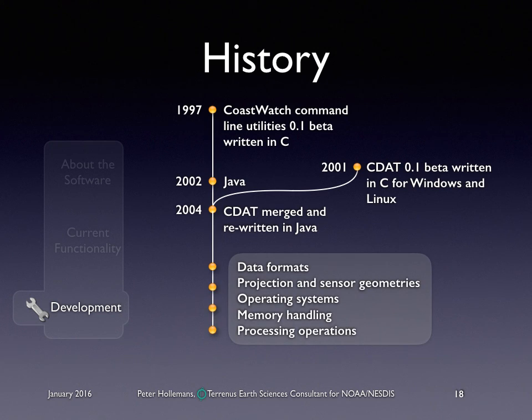And then since then, we've just been adding more formats and projections, some extra operating systems, better memory handling, and more processing operations. And this year, in 2016, we have version 3.3.1, which includes some of the latest features such as GHRSST file support and new GUI features.